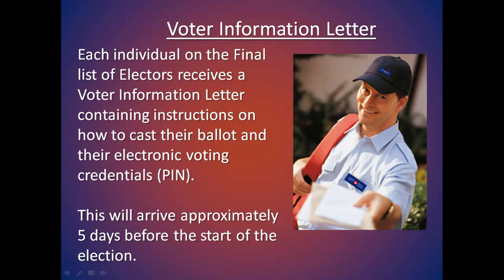Instructions on how to cast your ballot are going to come in the form of a voter information letter. Basically, every individual on the final list of electors is going to receive a voter information letter in the mail, and it's going to have information on how to cast your ballot, plus it's going to have your electronic voting credentials, basically your PIN number, and you should expect to see that in the mail approximately 5 days before the start of the election period.